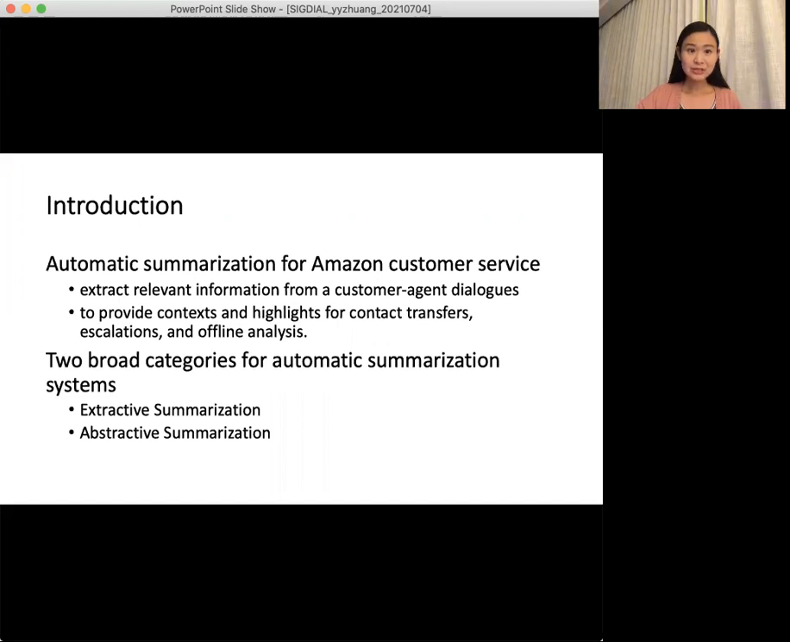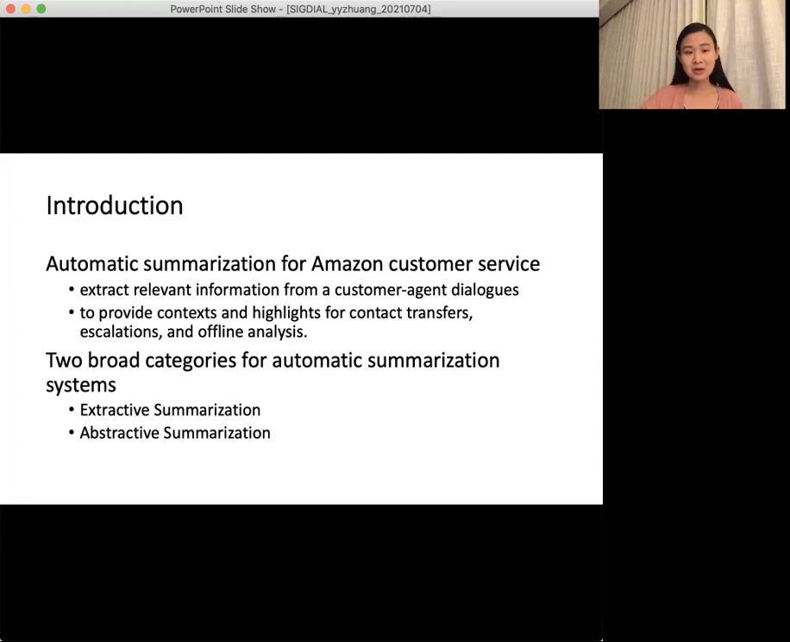Automatic summarization systems are useful in many applications where they aim to create a concise version of large amounts of textual data, and much effort has been devoted to automatic summarization in recent years due to an increasing need to access and digest such data. One example is the need to build an automatic summarization system for Amazon customer service contacts.